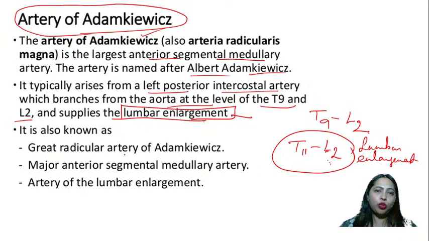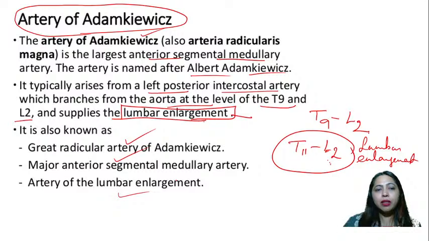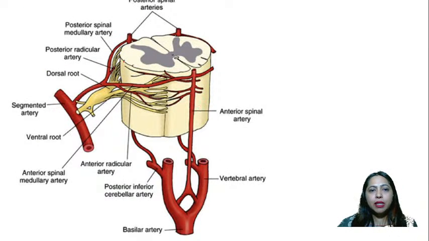And it is also known by so many other names. There are other names called great radicular artery, major anterior segmental medullary artery, or sometimes it is also called artery of the lumbar enlargement. So you can see all these things lined up in this particular diagram, where you can see the vertebral artery forming the basilar artery, and you can see the radicular arteries and spinal arteries. Then there is the posterior spinal and the medullary arteries, dorsal root, ventral root, segmental arteries. Everything is in place.